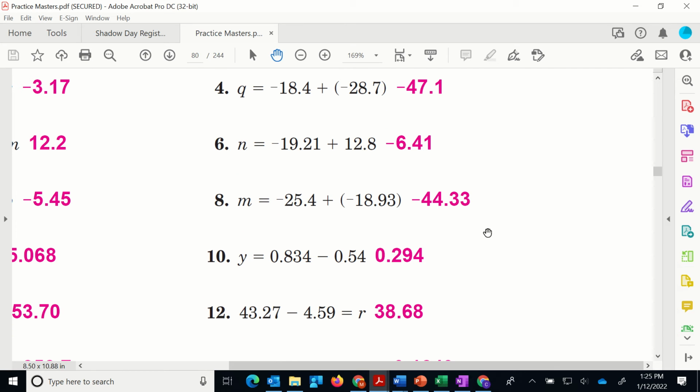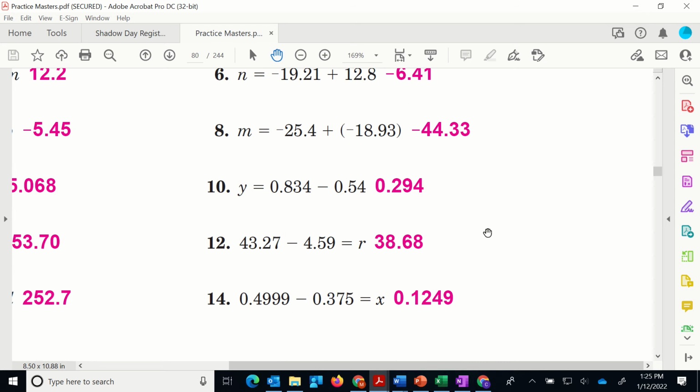Do you get points off if you don't put the 0 in the beginning? If you did 0.294, that's okay. We get points off if we did it wrong, right? Yeah. Not on the homework, but on a test or a quiz, absolutely.